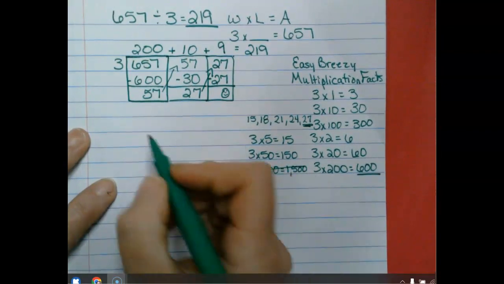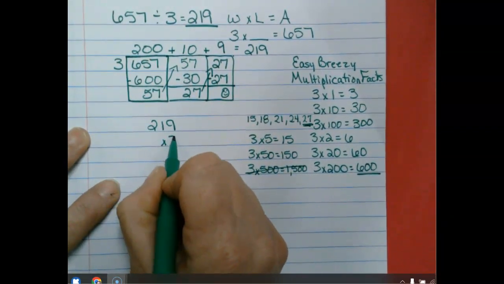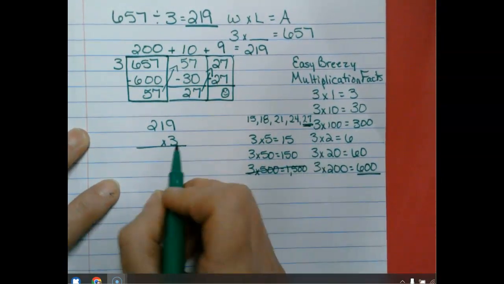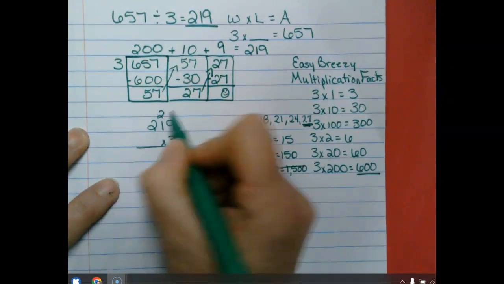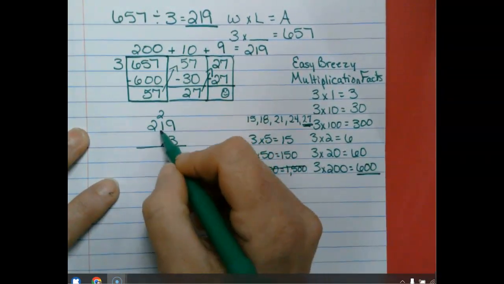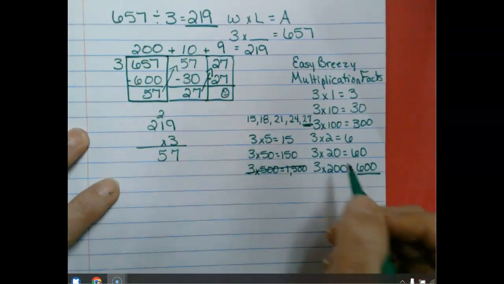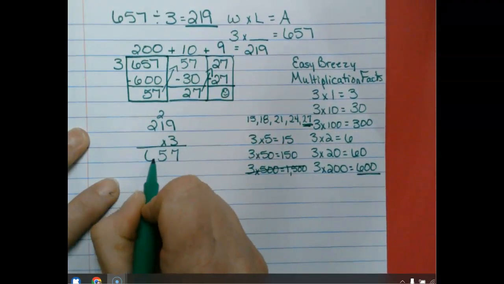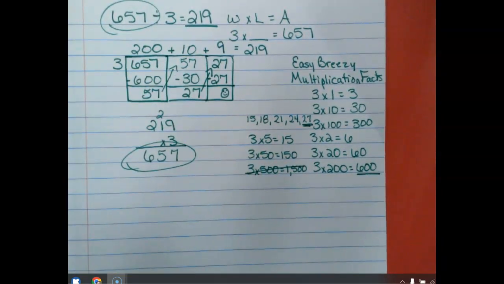Now, I need to check my work and make sure I'm right. So 219 times 3. Well, 9 times 3, I just did it, is 27. So I'm going to leave my 7 in my ones place, and I'm going to bring my 2 over. 3 times 1 ten is 3 tens plus 2 more tens, leaves me with 5 tens, and then 3 times 2 is 6. So my final answer matches my dividend, so I know I did my problem correctly.